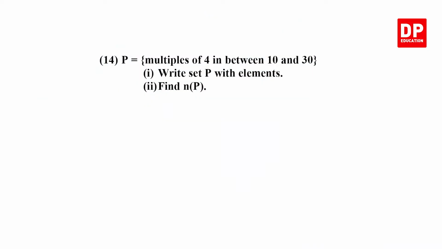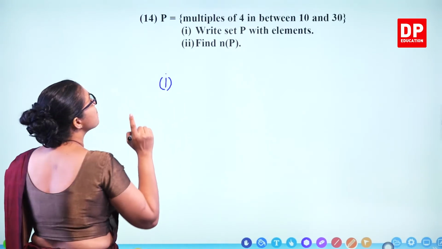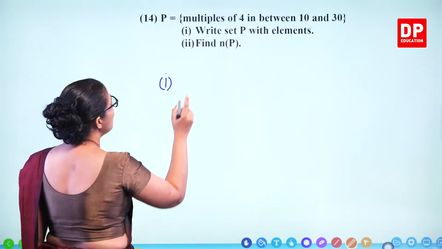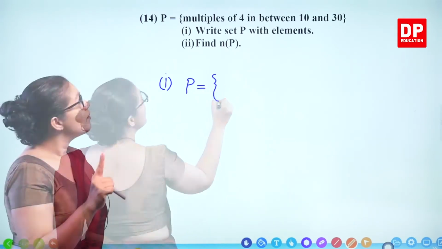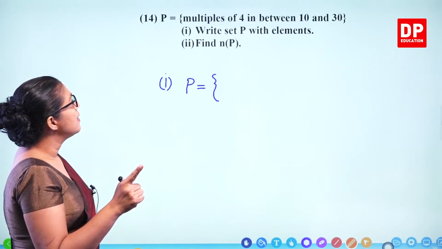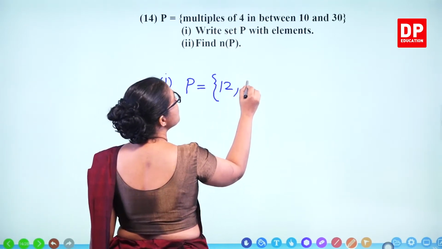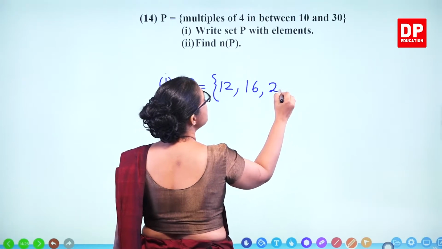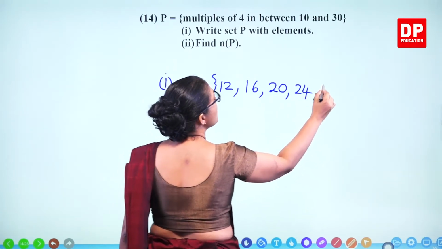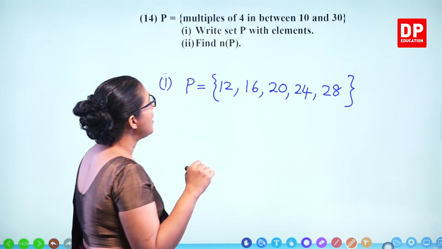Question number 14. P is multiples of 4 in between 10 and 30. Write set P with elements. Find n(P). Multiples of 4. So in between 10 and 30. So 10 and 30 not included. What are the multiples? 3 times 4, 12. 4 times 4, 16. 4 times 5, 20. 24, 28. Less than 30. So those are the multiples of 4.